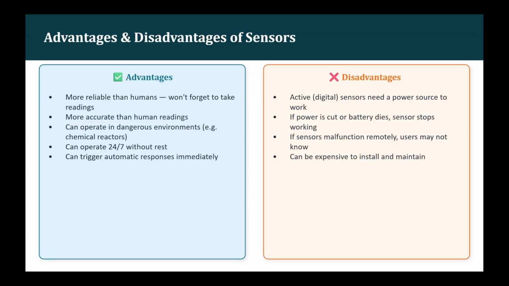Advantages and disadvantages of sensors. Advantages are more reliable than human. The sensor readings are more reliable than human. Won't forget to take readings just like a human can do. More accurate than human reading, can operate in dangerous environments, can operate 24/7 without rest, can trigger automatic responses immediately.